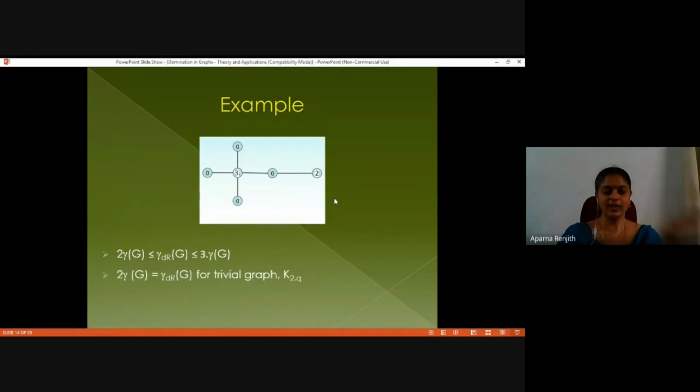And the only graphs which attain the lower bound are the complete bipartite graph K2,q. That means 2 vertices in one set and q vertices in the other set. Both these sets are independent, and there is every sort of adjacency between these 2 sets. That is the complete bipartite graph K2,q. For that, the lower bound is attained. That is, gamma dR of G is equal to twice gamma of G. And the graphs which attain the upper bound are called double Roman graphs, the characterization problem of which is still open.